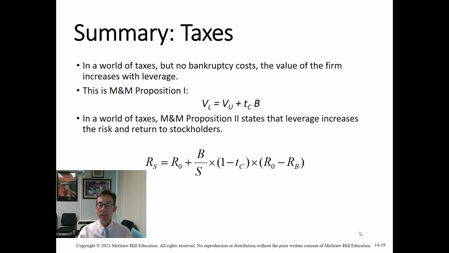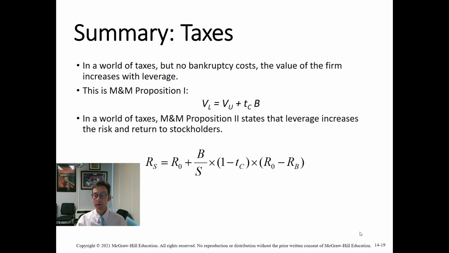T sub C times B times R sub B is the amount of taxes we'll be saving every year. And then to find out the present value of that, since it's a perpetuity, we're going to divide by R sub B, which is the required return on these cash flows. And so the R sub B will cancel out, leaving us with this formula. And so in this case, as the leverage of the firm increases, so does its value. In a world of taxes, Modigliani and Miller Proposition 2 states that leverage increases the risk and return to shareholders. But notice this, now that we are throwing in this tax term, as tax rates go up, then the required return on the stock actually goes down because of the greater tax shield provided by debt.